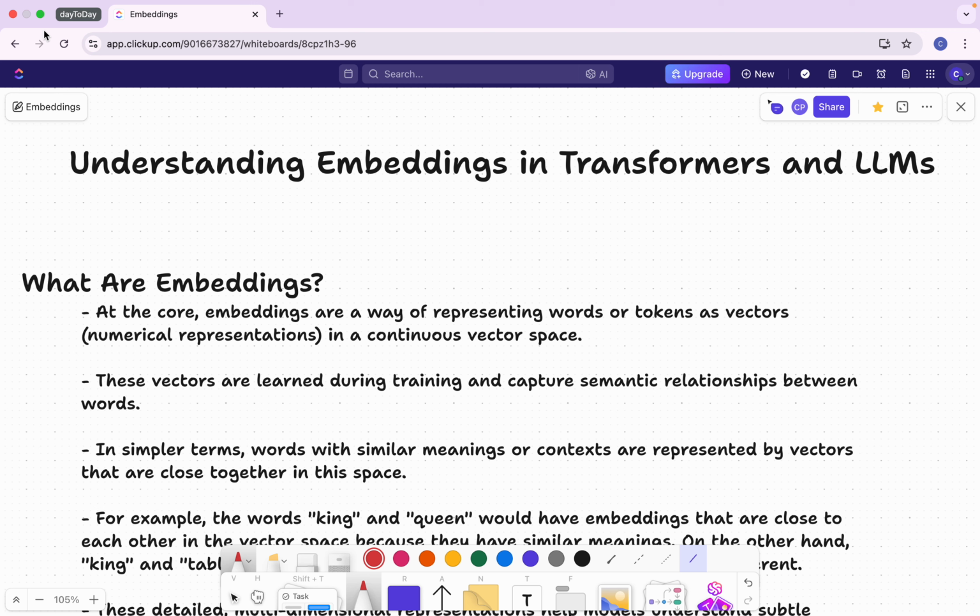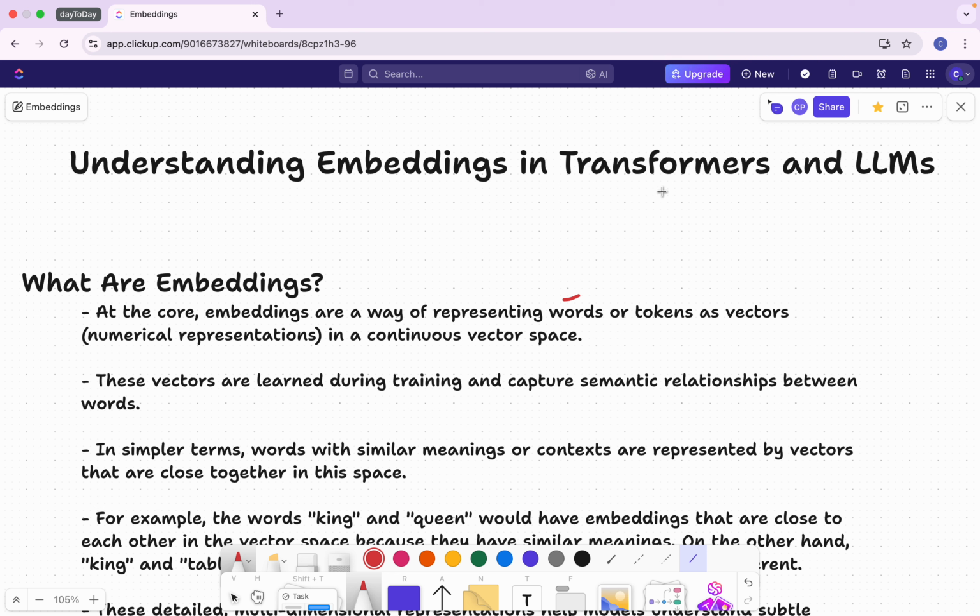So at the core level, embedding is nothing but a way of representing words or tokens or even sentences as a vector, in a continuous space, of course. These vectors are learned during the training and capture the semantic relationship between the words. If I simplify it, basically the vectors of words which have a similar meaning should have less distance, right?